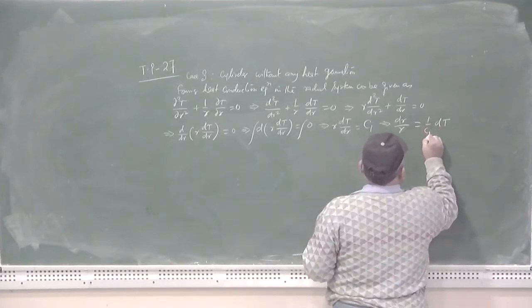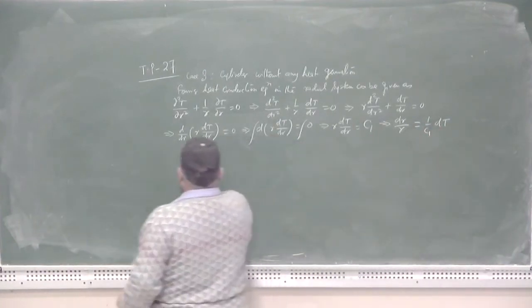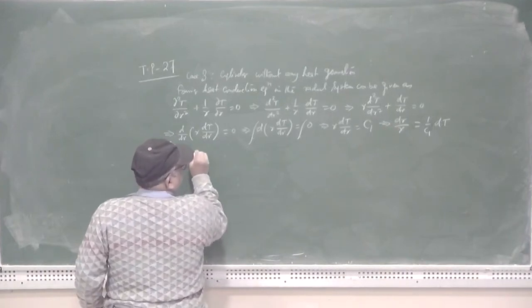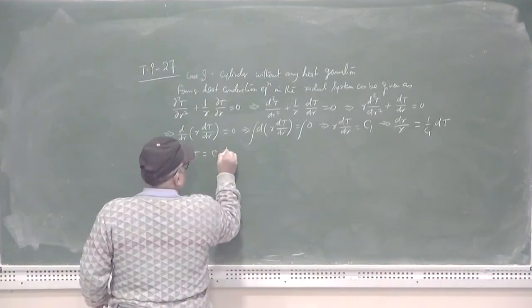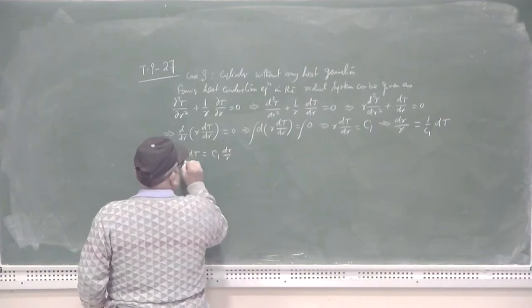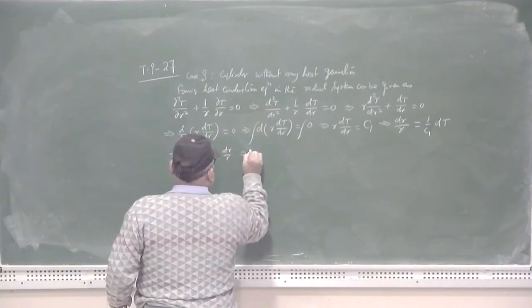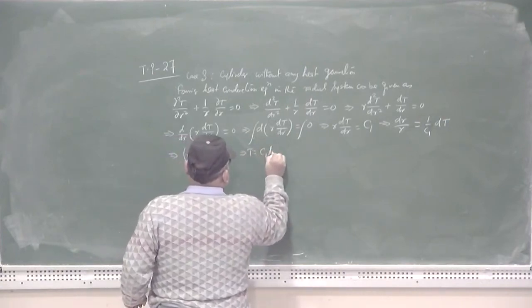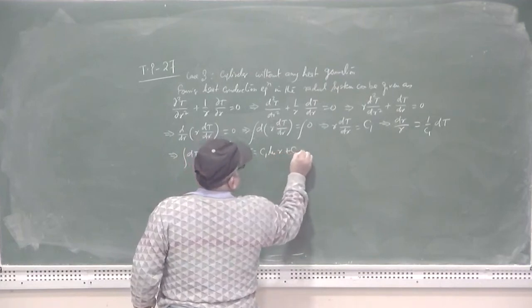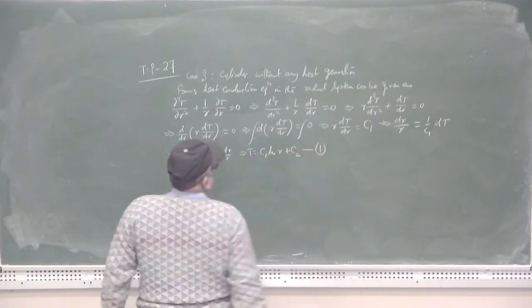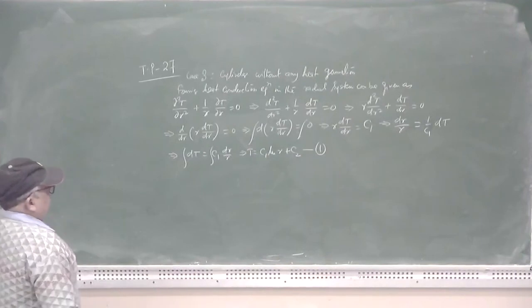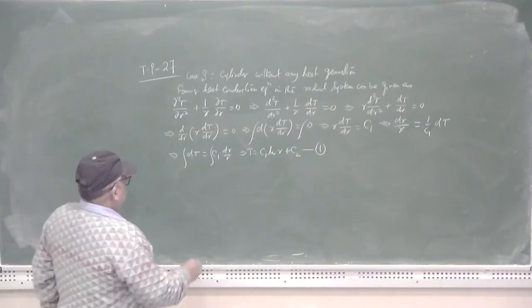Upon C1, dT can be given as C1 dr upon r. Integrate this equation again, T is equal to C1 ln r plus C2. That is equation number 1.